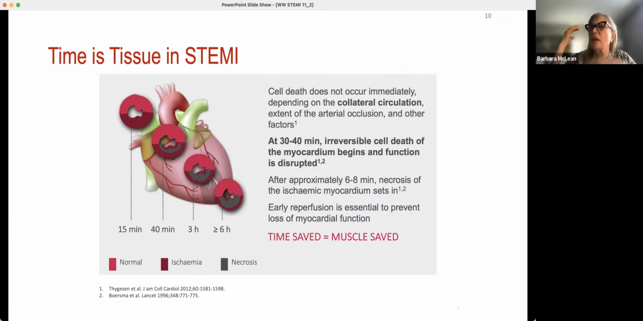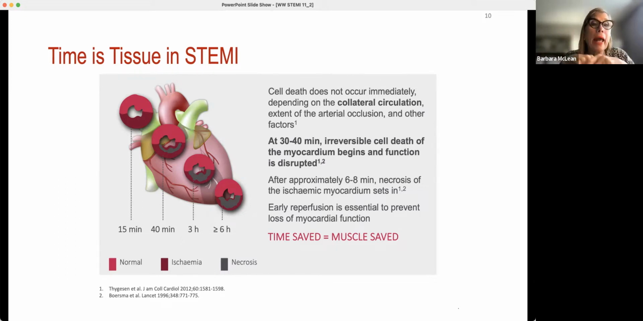So really important in terms of how I'm looking at an EKG. And these are just really simplified ways for us to think about this. So we start having that myocardial death. And once that begins, at around 8 minutes, you will start to necrose your myocardium.